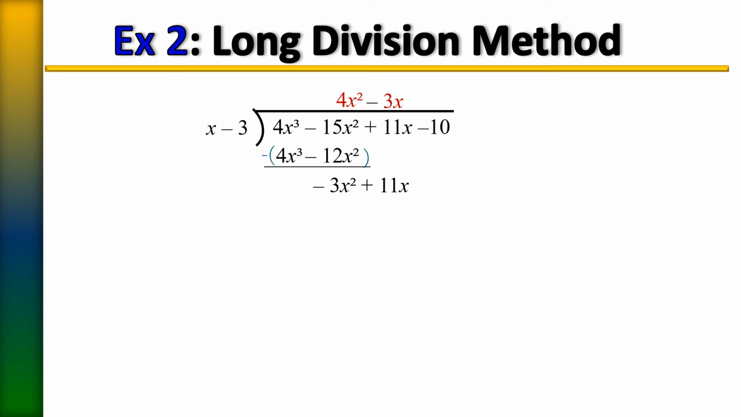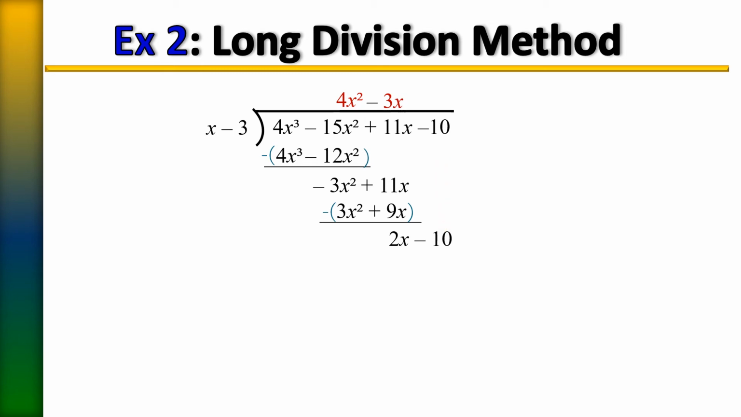Now let's multiply. Negative 3x times x, yes, it is negative 3x squared. Negative 3x times negative 3 equals positive 9x. Subtract, everyone becomes their opposite. We're going to bring down a positive 2 as well as the last term of negative 10.